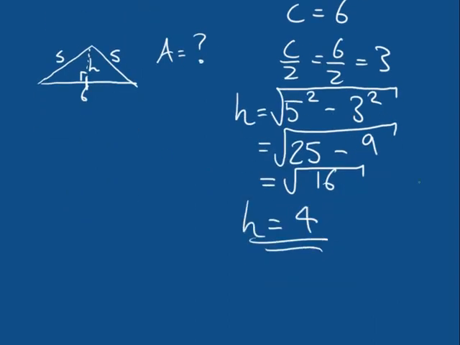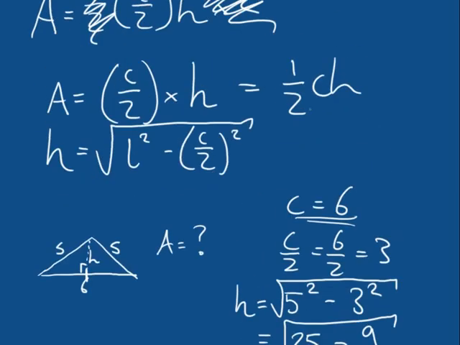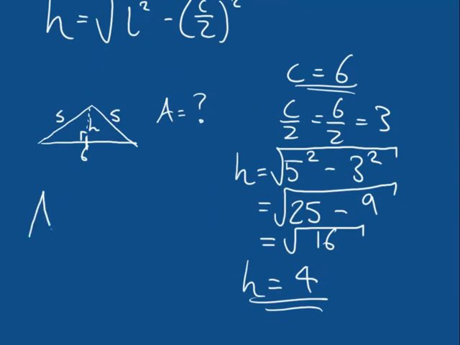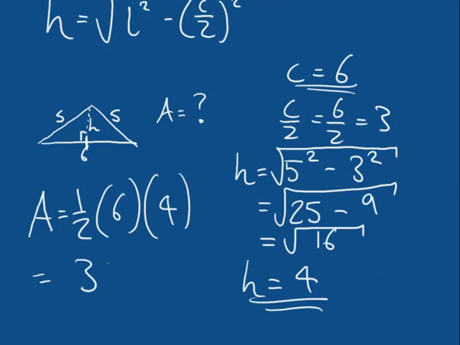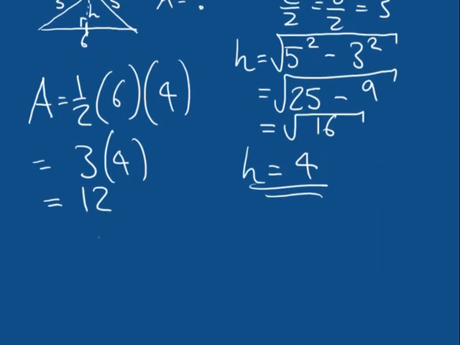So we know that h is equal to 4, we know that c is equal to 6, and we know that our area is equal to half ch. So the area of this triangle is equal to half times c, which is 6, times h, which is 4. So that's going to be equal to half times 6 is 3 times 4, which is equal to 12. So the area of this isosceles triangle, calculated using Pythagoras' theorem, is 12 units.